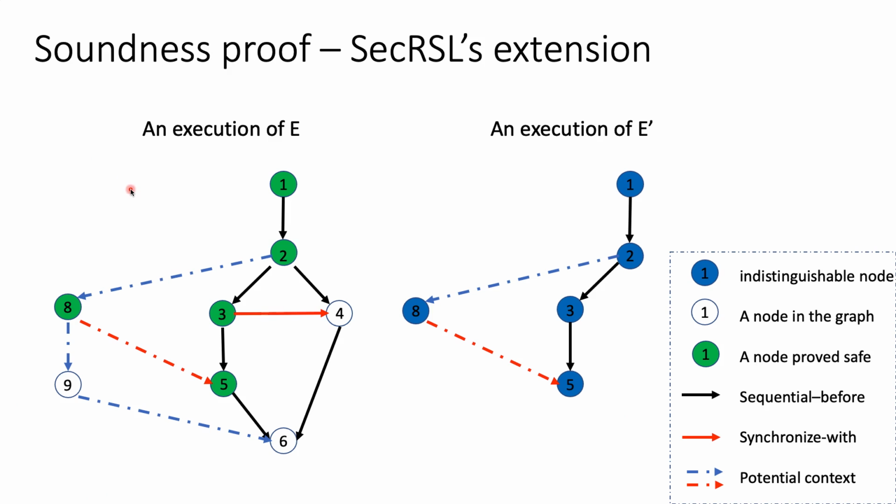Finally, we prove the blue graph is an execution of E prime. Completing this final proof requires us to keep extra information in the inductive construction of the right executions, namely that it is what we call partially consistent. This inductive argument was the key technical challenge we had to overcome to prove SecRSL sound. See our paper for more information.